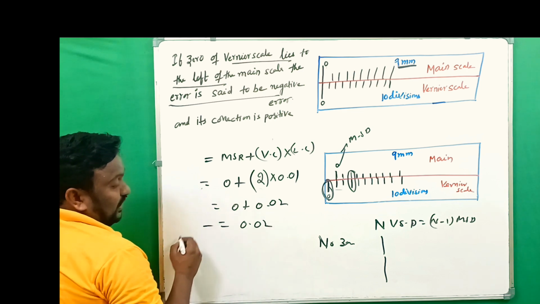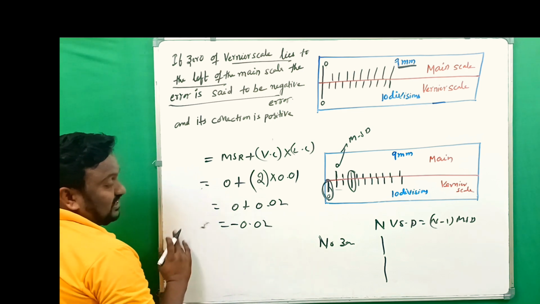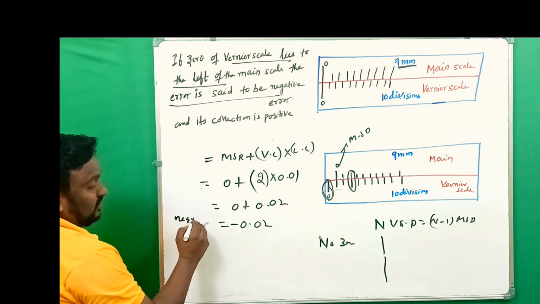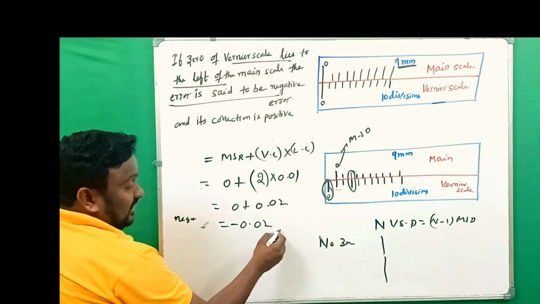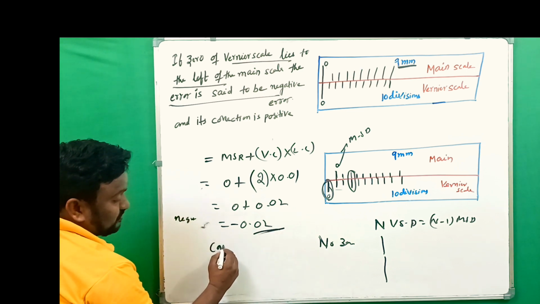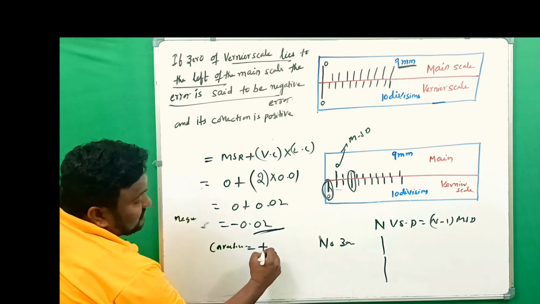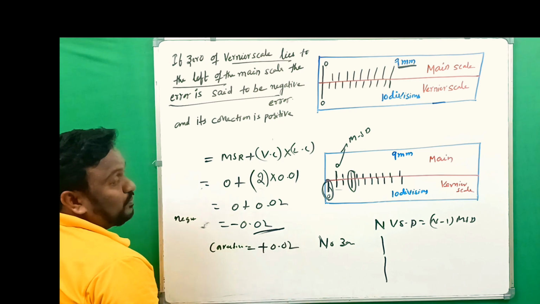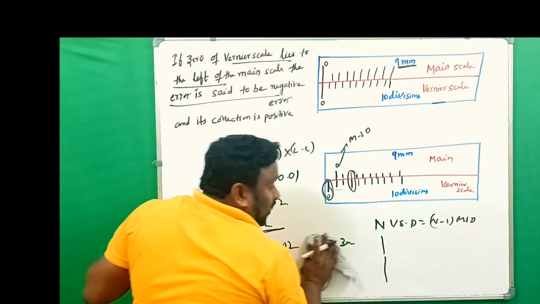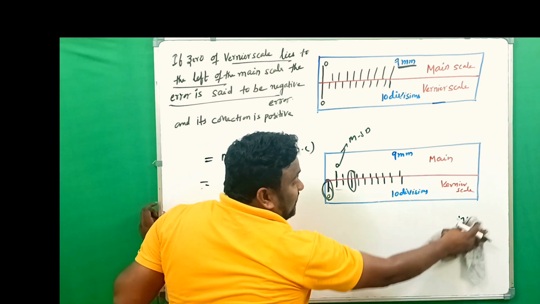This is the negative zero error. Minus 0.02 is the negative zero error, and the correction should be taken as plus 0.02. So I already told you how we can take the reading.